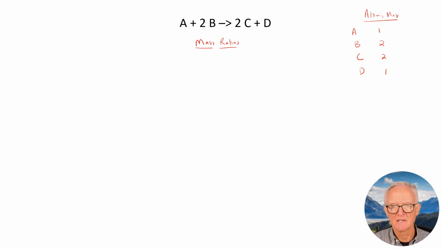Of course, these numbers don't really make sense. We don't necessarily have different elements, A, B, C, and D, but for our example, let's just consider these to be the atomic masses of the 4 different species in this reaction, whatever A and B and C and D stand for.